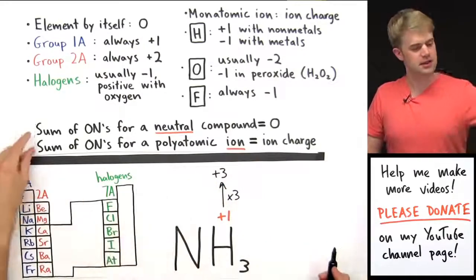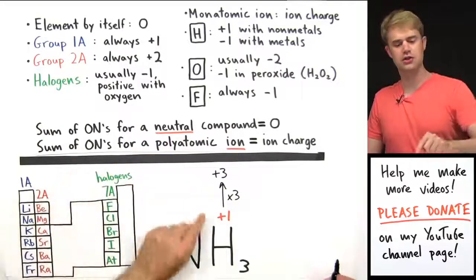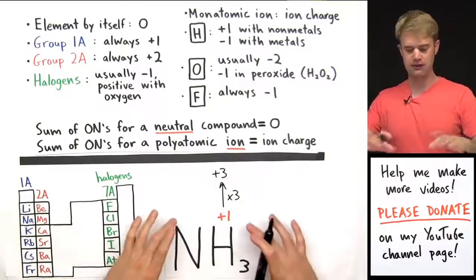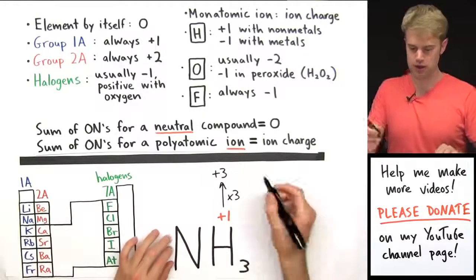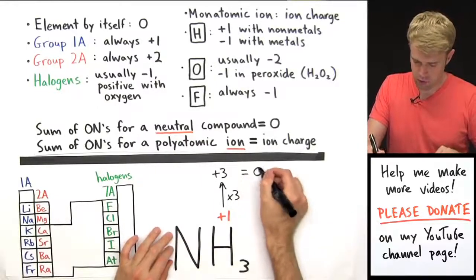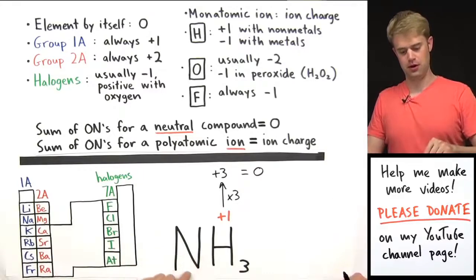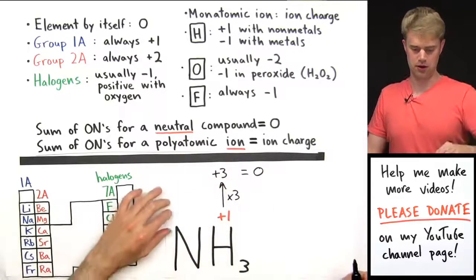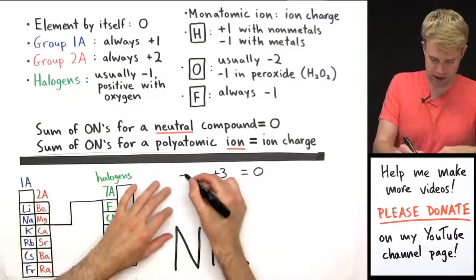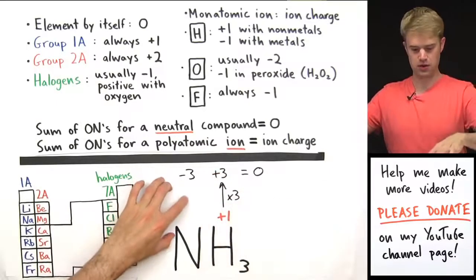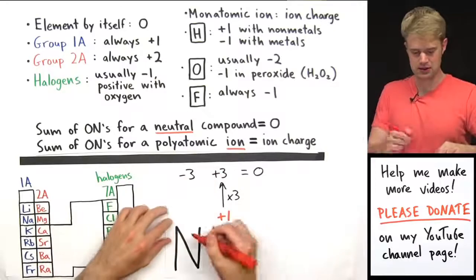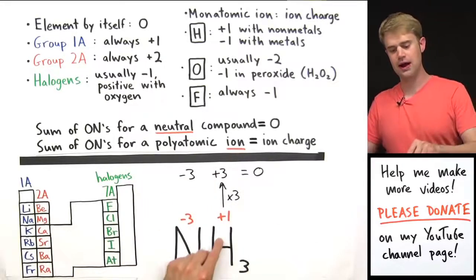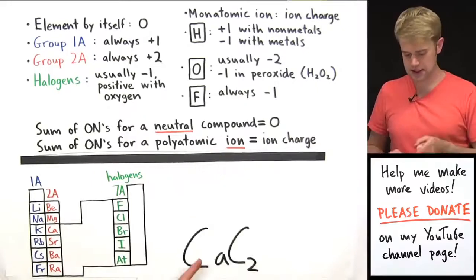Now, let's keep this rule in mind, that the sum of oxidation numbers for a neutral compound should equal 0. NH3 is definitely a neutral compound. We don't see any charge here. So, whatever nitrogen's number here is, needs to add together with +3 to make 0. So that means that nitrogen here has to be -3. That adds there to get 0. So its oxidation number is -3, hydrogen's is +1.